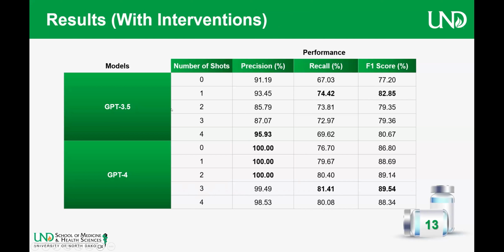For the with intervention setting, we found that the precision is highest for the 4-shot setting with GPT 3.5. However, the recall and F1 score are highest for the 1-shot setting. For GPT-4, we saw that the 0-shot, 1-shot, and 2-shot settings provide the highest precision of 100%. However, the recall and F1 score are highest for the 3-shot setting, just like the results without interventions. And the precision is not that bad. It's pretty close to 100%.